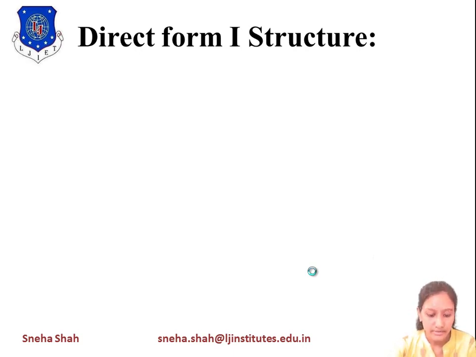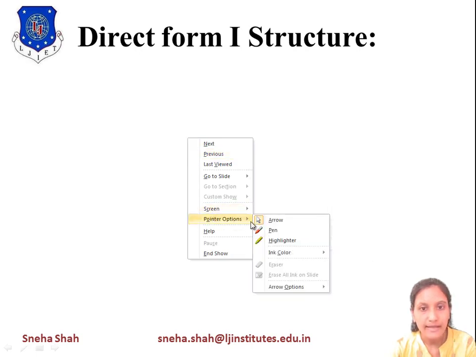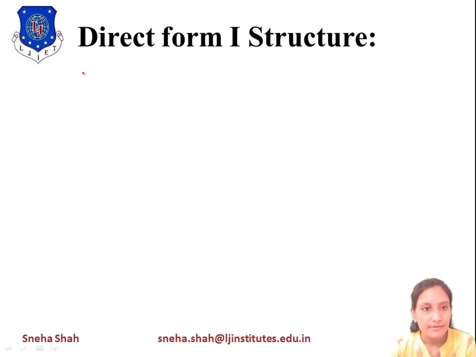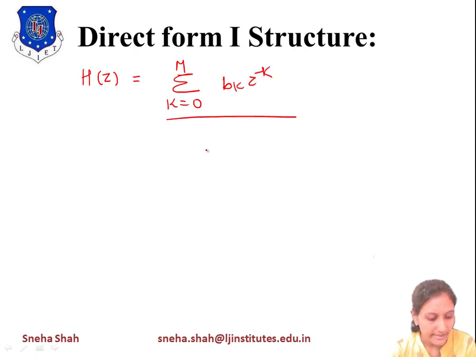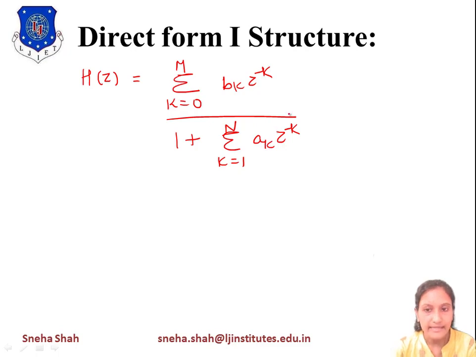If we want to derive the direct form 1 structure, first of all we will take the transfer function H of z. In general form, it is summation k equals 0 to M b_k z raised to minus k, divided by 1 plus summation k equals 1 to N a_k z raised to minus k. This is the generalized difference equation for the discrete time LTI system.